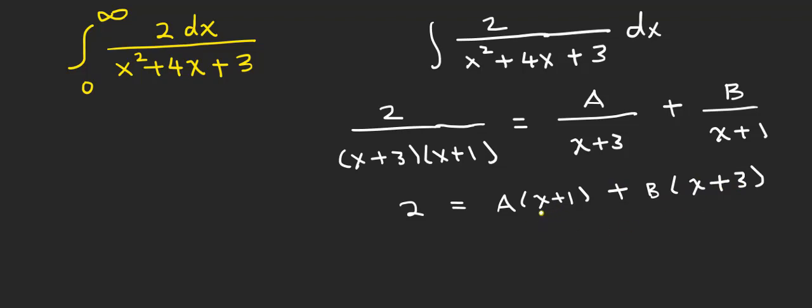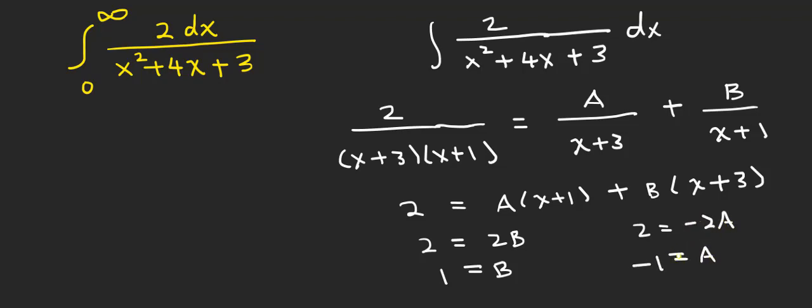Let x equal negative 1. Then a goes to 0. You end up getting 2 equals 2b. Therefore, b is 1. Now let x equal negative 3. So this part goes to 0, and you get 2 equals negative 2a. Therefore, a is negative 1.